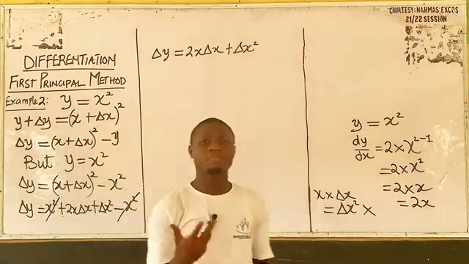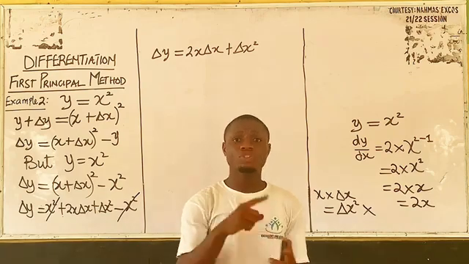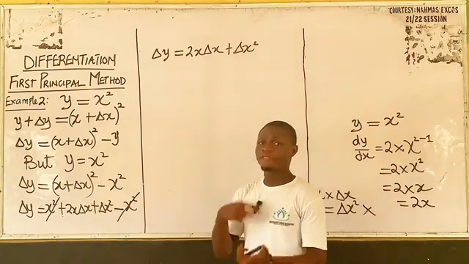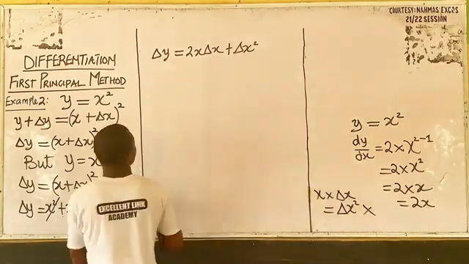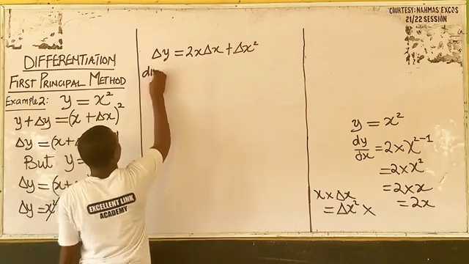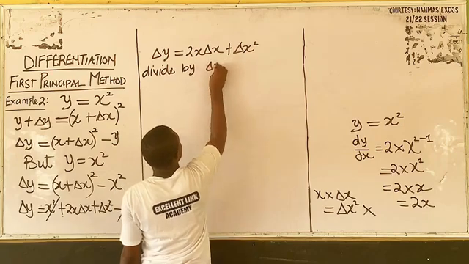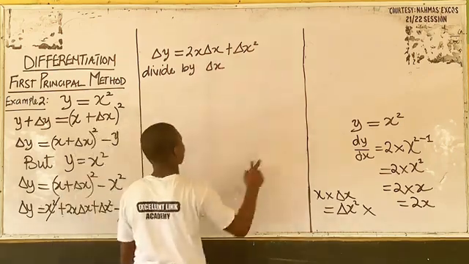Check the previous example that we did in our previous video. When we cancel out terms this way, what is our next task? We divide through by change in x. So after cancelling out this way, you divide through by change in x. So what do I get here? Divide both sides, per se, right?